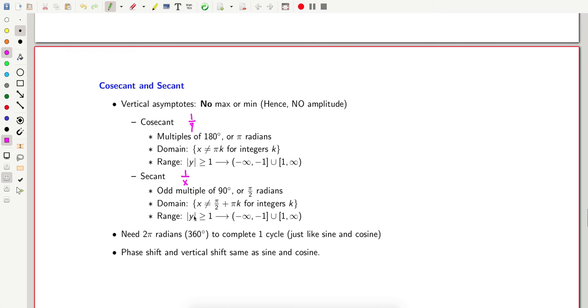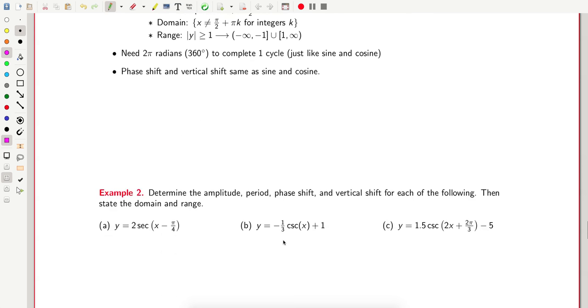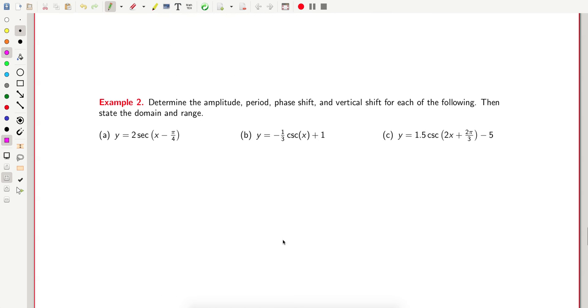Notice the range for secant is the same, and the range will be impacted by vertical stretching or compressing as well as any sort of shifting up or down, because you will move your y-coordinates up or down. All right, so let's take a look at our examples from before. We looked at the amplitude, period, phase shift, and vertical shift.